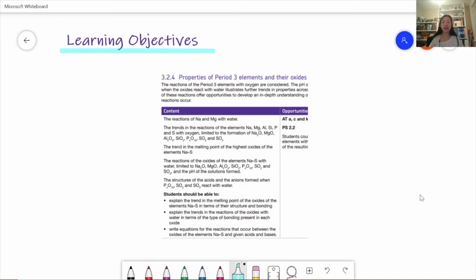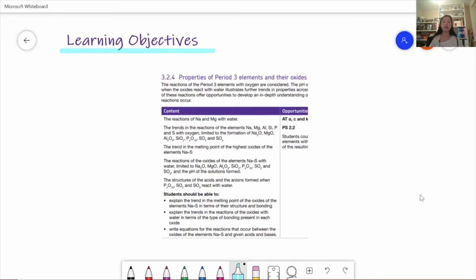We're going to look at the trend in the melting point of the highest oxides of the elements and the reactions of the oxides of the elements with water and the pH of the solutions formed. We're then going to look at the structures of the acids and the anions formed when phosphorus oxide, sulfur oxide and sulfur trioxide react with water.